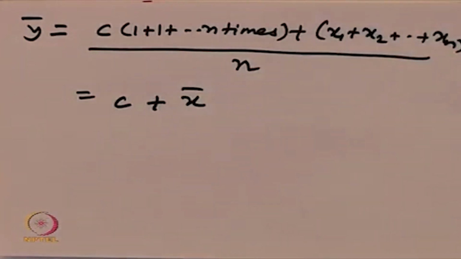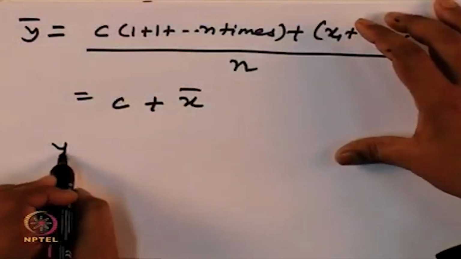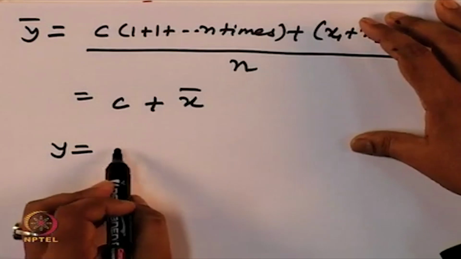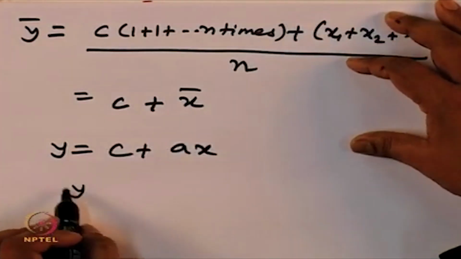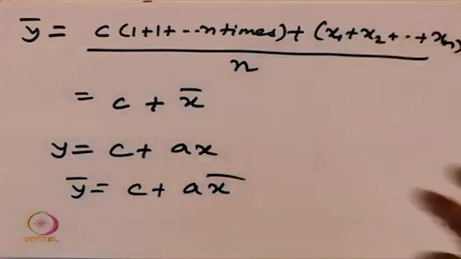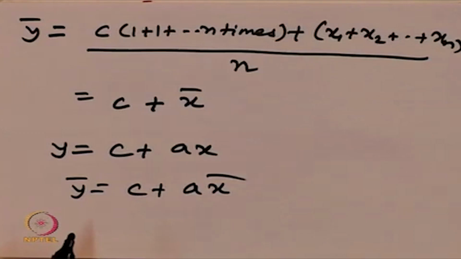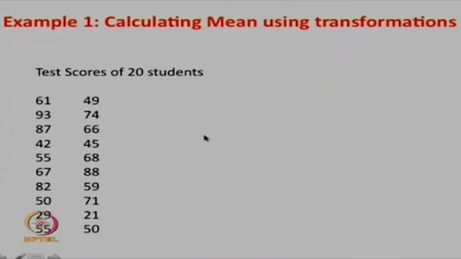Okay. So, when you have a constant added to a variable x, you can simply put y bar is a constant plus the x bar. Okay. So, if I were to generalize these two rules, so if I have a variable y which is c plus a x, then I can write the formula y bar is c plus a x bar. Okay. So, this is what the three rules of transformation are. So, let us apply this transformation to a sample example.